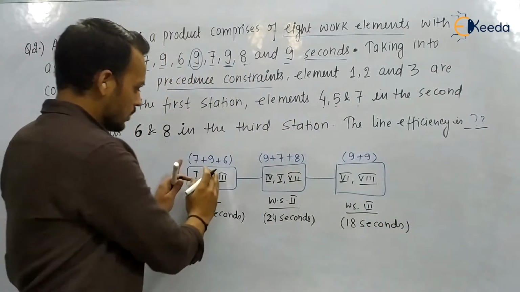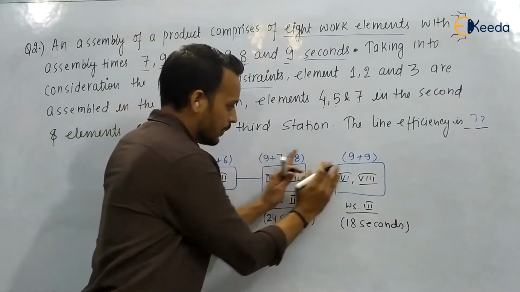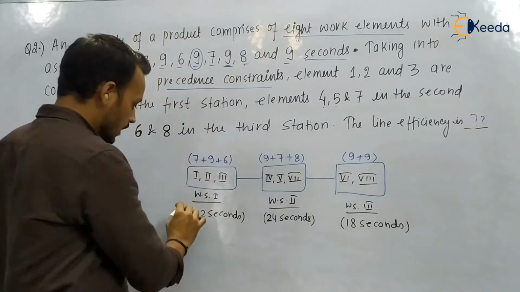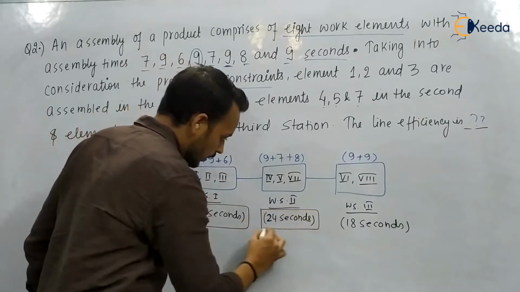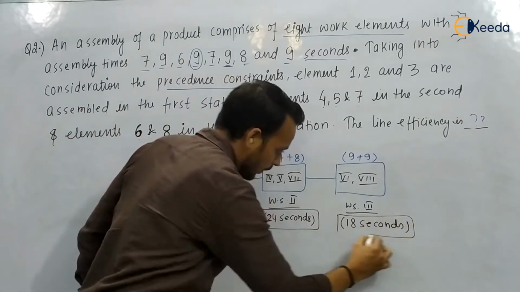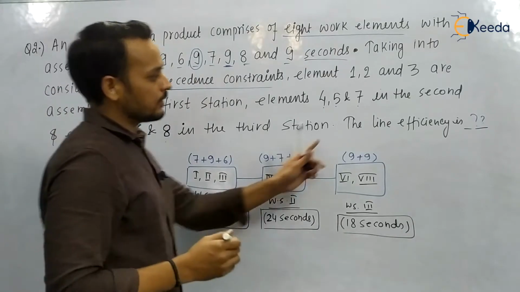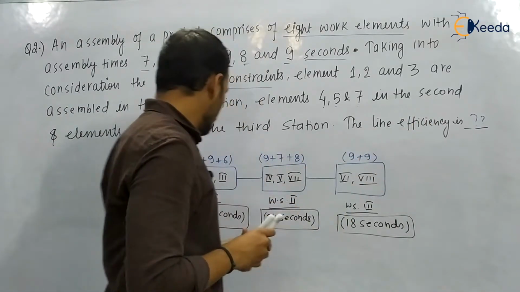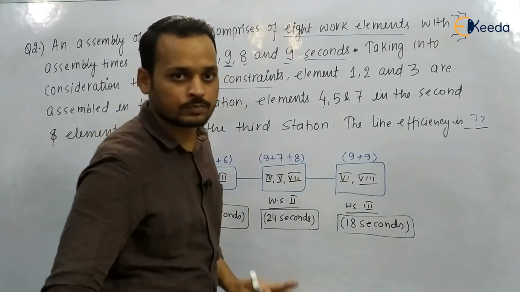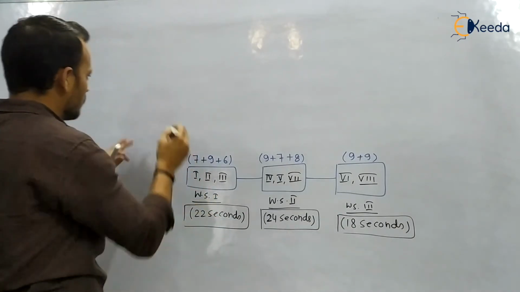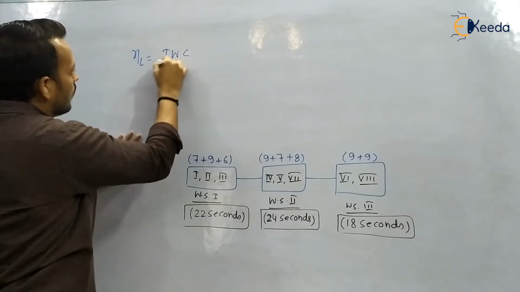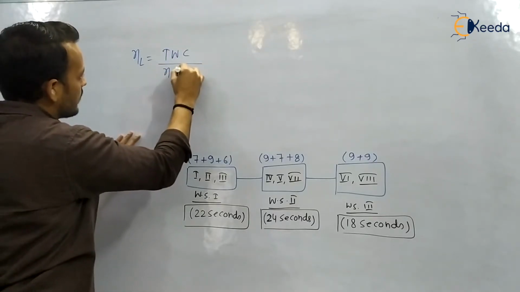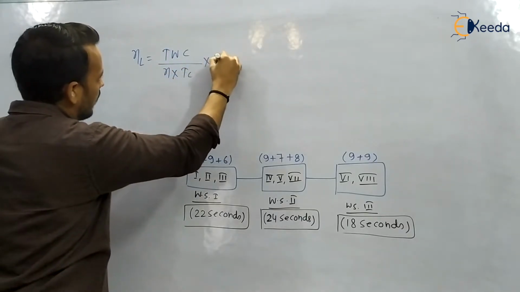So each of the 8 work elements has been assigned to a different workstation, and we have the workstation times: 22 seconds, 24 seconds, and 18 seconds. What they are asking is the line efficiency, so we will directly apply the formula. Line efficiency equals TWC, total work content, upon number of workstations into TC into 100.